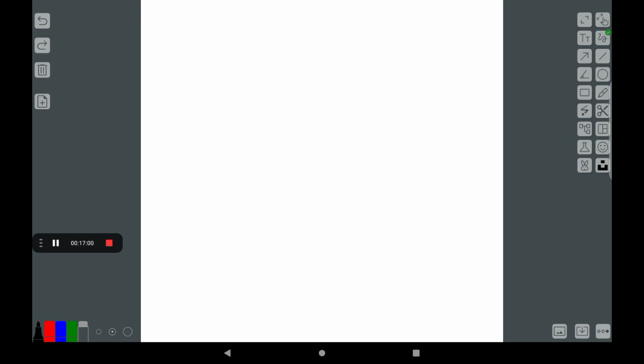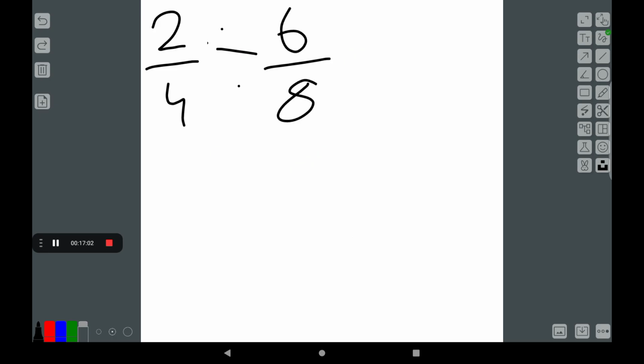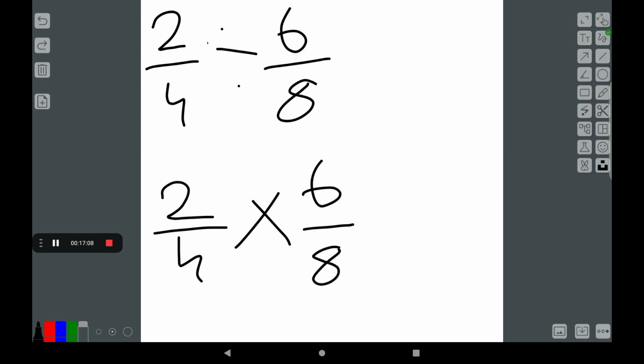Guys, I'm sorry for the division method. I am doing it again. So first we will change the sign to multiplication. After that we will flip the first. We will take the reciprocal of the first one, 2/4. So what will be the reciprocal of it? 4/2. Right? 4/2 is the reciprocal.